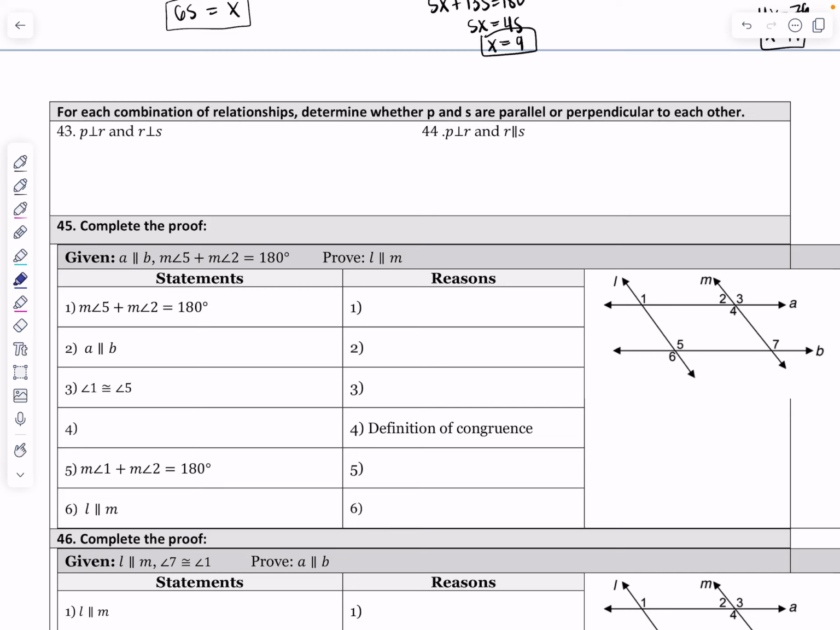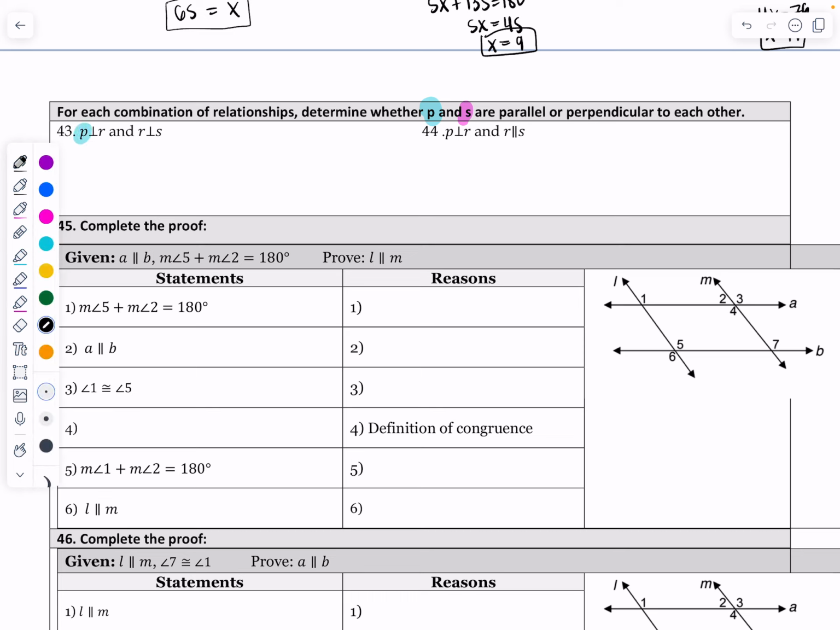Chapter 3 Study Guide, number 43 and 44. The directions say, for each combo of relationships, determine whether line P and line S are parallel or perpendicular to each other. So there's only two options. It doesn't say or neither, so it should be one of the two. So let's start with line P. What does it say? It says line P.